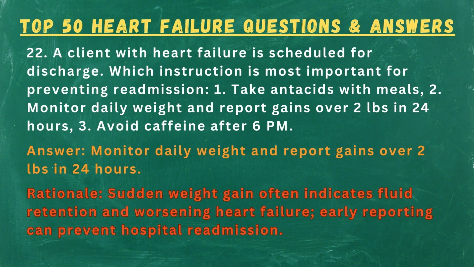22. A client with heart failure is scheduled for discharge. Which instruction is most important for preventing readmission? 1. Take antacids with meals. 2. Monitor daily weight and report gains over 2 pounds in 24 hours. 3. Avoid caffeine after 6 p.m. Answer: monitor daily weight and report gains over 2 pounds in 24 hours. Rationale: sudden weight gain often indicates fluid retention and worsening heart failure. Early reporting can prevent hospital readmission.